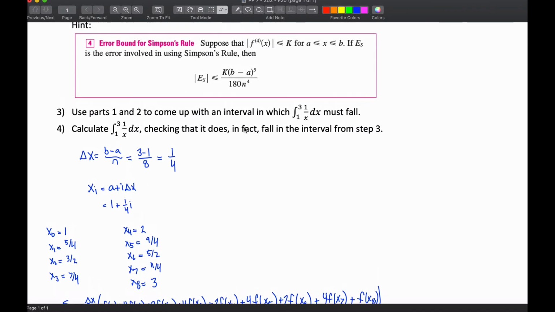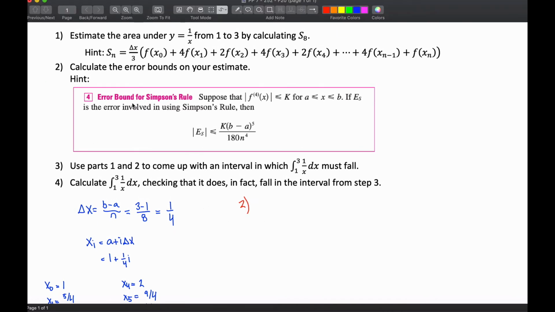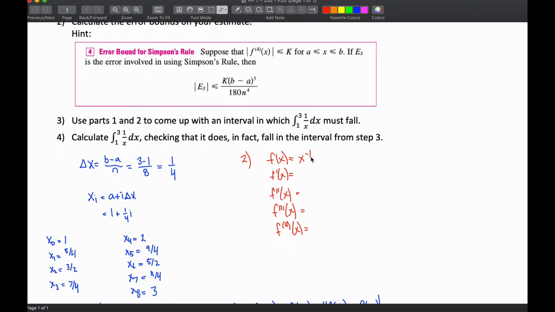Okay, fine. Now we could calculate the error bounds. For the error bounds with Simpson's rule, it's the fourth derivative of this function that we're interested in. If the function itself is 1 over x, or x to the negative 1 power, we can calculate derivatives by just using the power rule repeatedly.